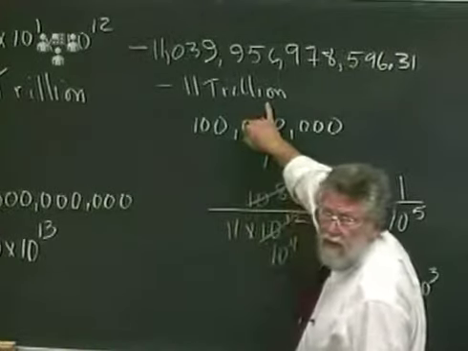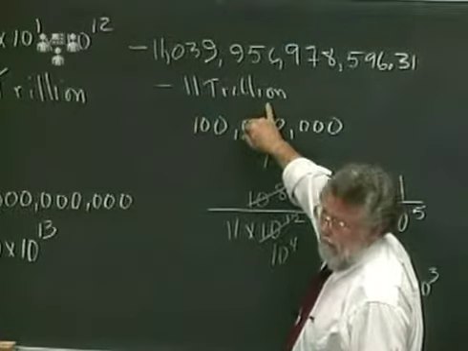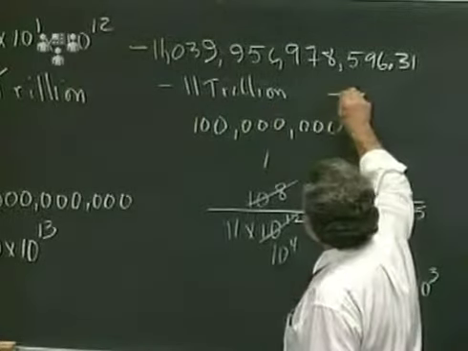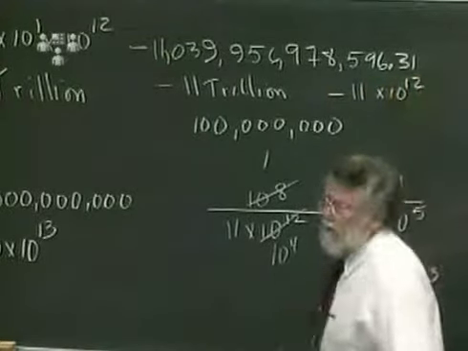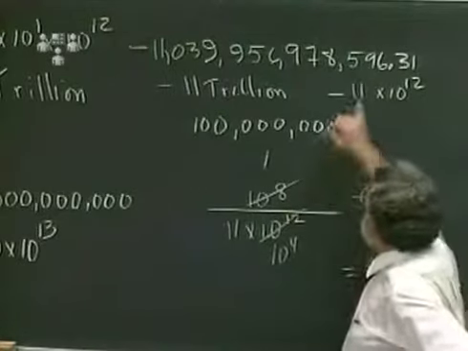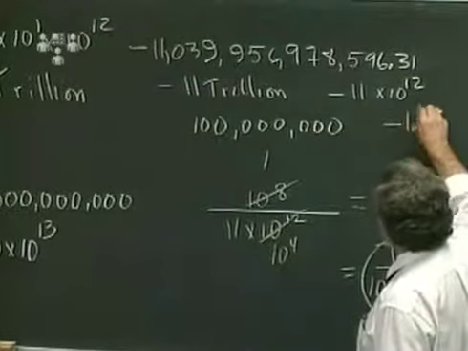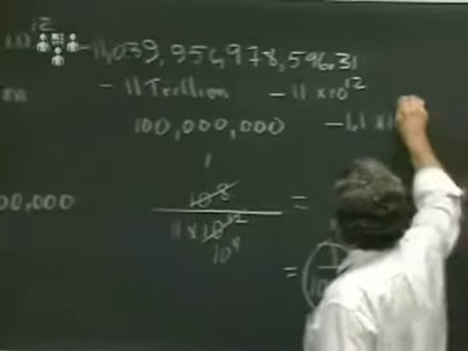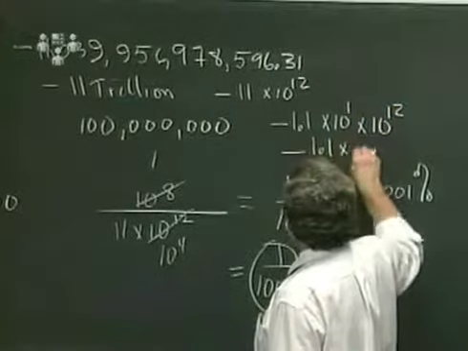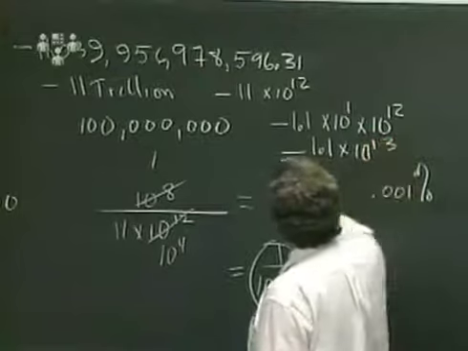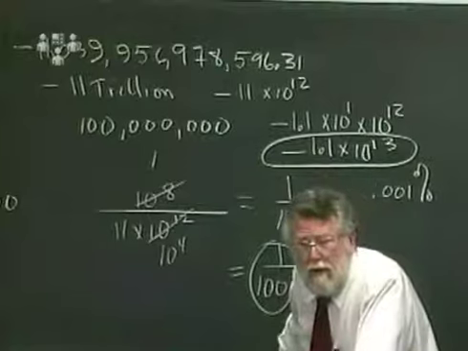Can I write this in scientific notation now? The trillion was what now? 10 to the 12th. So this is minus 11 times 10 to the 12th. Is that in scientific notation? No, because I don't have the decimal here. So this is negative 1.1 times 10 to the 1st times 10 to the 12th. That's getting back to the fact that this will be 10 to the 13th. This was in scientific notation with a negative number.